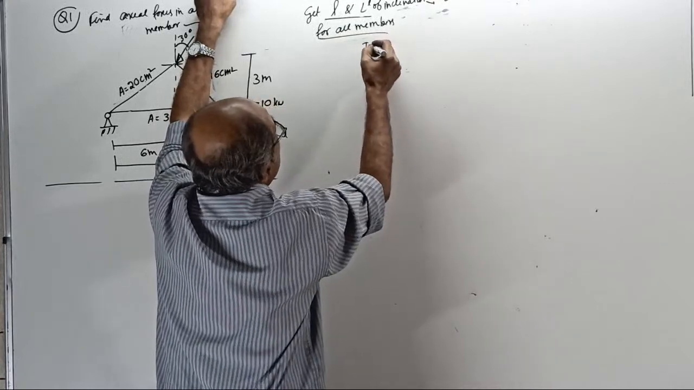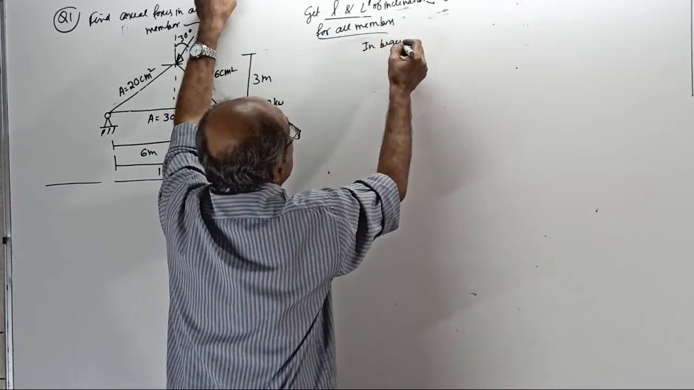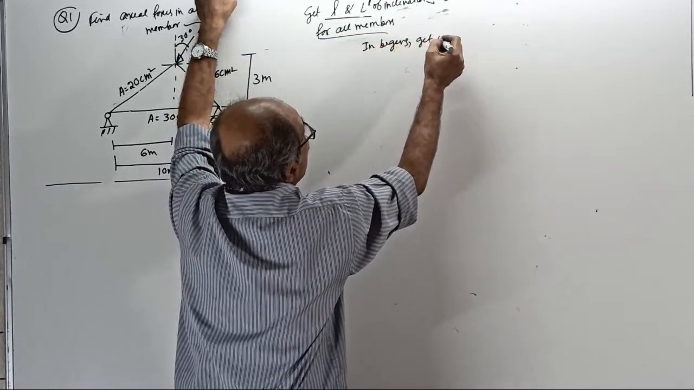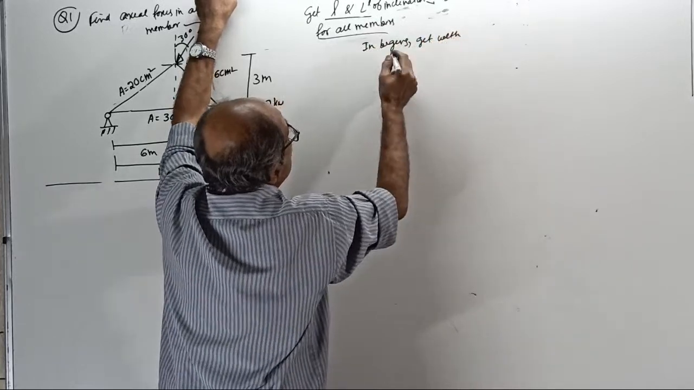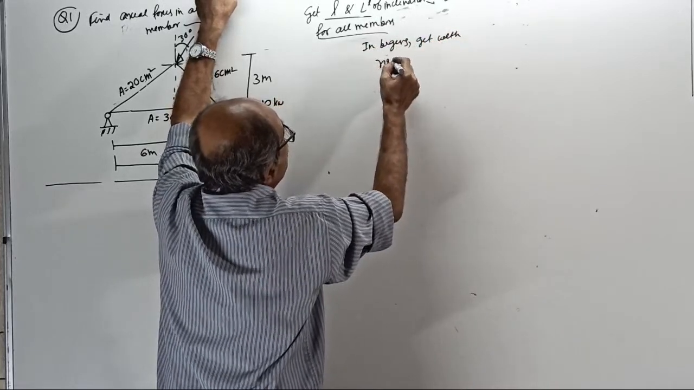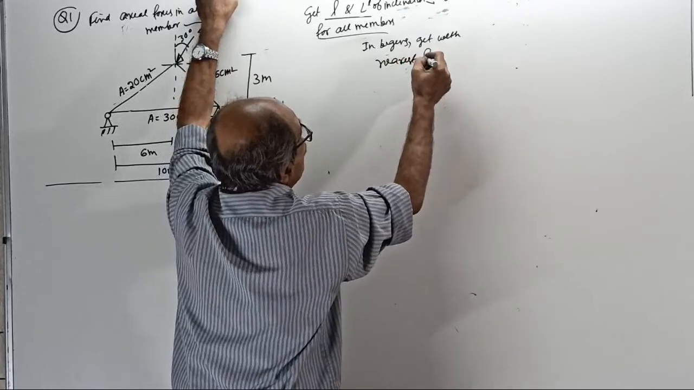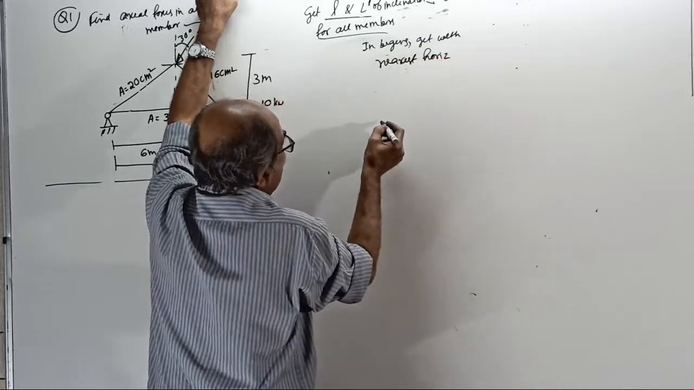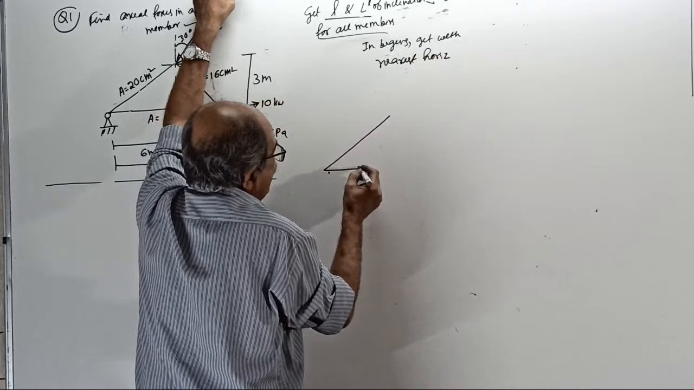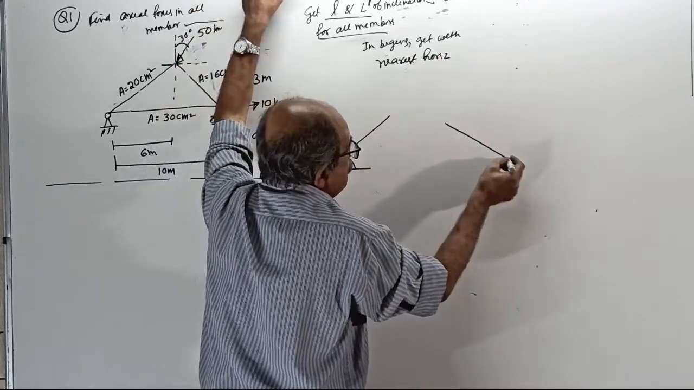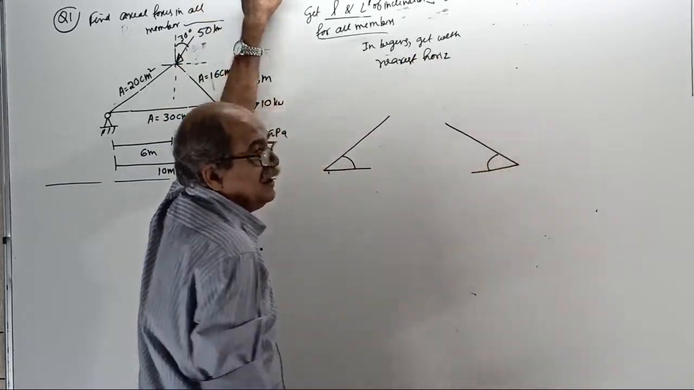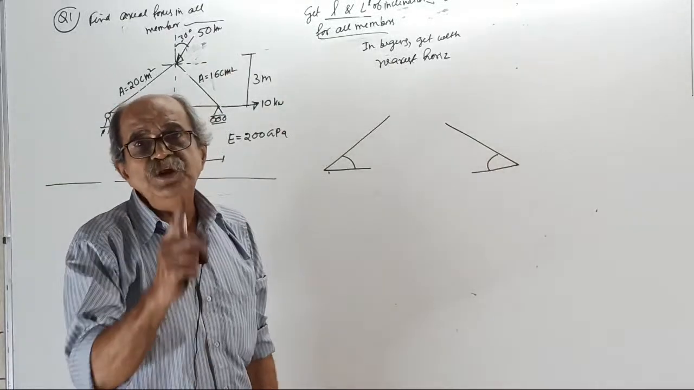In the beginning, when you start, get the angle with the nearest horizontal. I will tell you what is the nearest horizontal. If the member is this way, get this angle. If the member is this way, get this angle. Later, there is a unique way of theta.